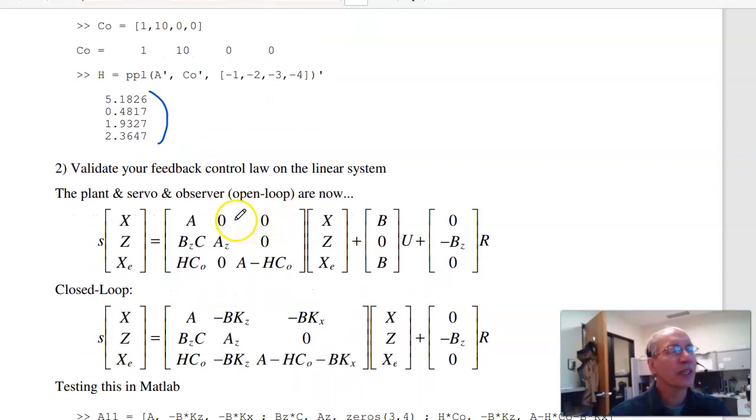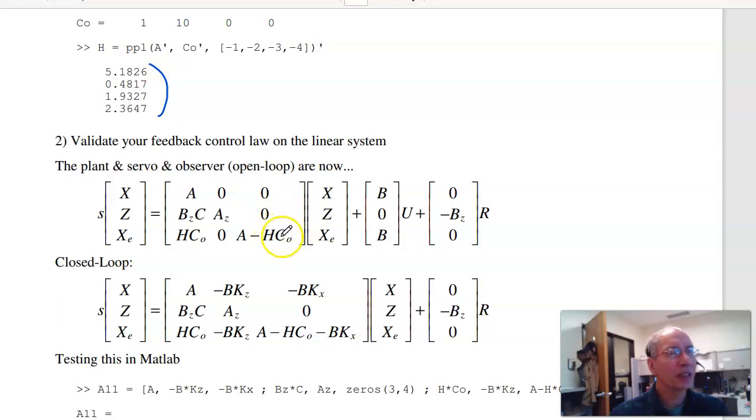Next, form the net system. This is the plant plus the servo plus the observer. So here's the open loop dynamics, here's the plant dynamics, the servo dynamics, the observer dynamics. When I close the feedback loop, I'm going to feed back the observer states, not the plant states, because I can't measure all the plant states. So Kx goes over here. I'm feeding back the observer states.